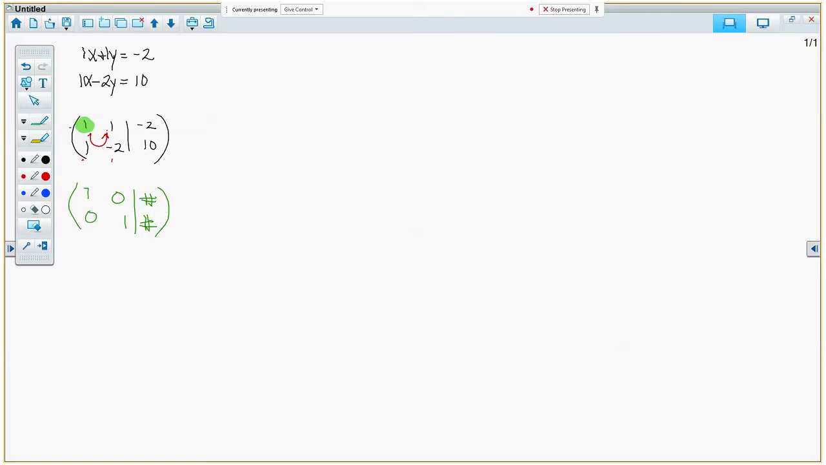So what I do is I say, okay, I'm going to take row 1, and I'm going to multiply it by negative 1. I'm going to add it to row 2 to get new row 2.